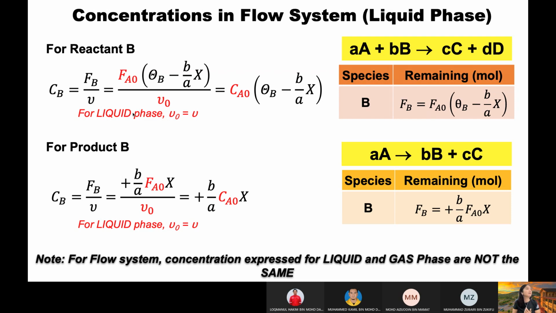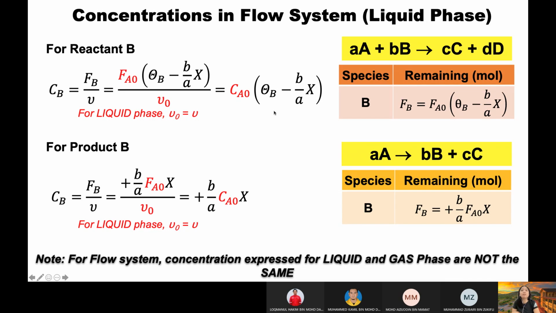Then sama konsep, saya ada FA naught di atas, I got epsilon naught di bottom, I can divide, I get CA naught back. So become CA naught in bracket, yang dalam bracket tu tak berubah. So become in bracket theta B minus B per A X. So sekarang kita dah express outlet concentration of B when B is a reactant. So equals to CA naught in bracket theta B minus B per A X.